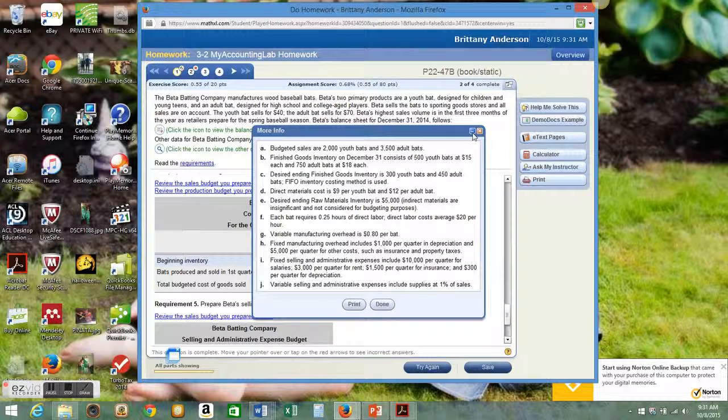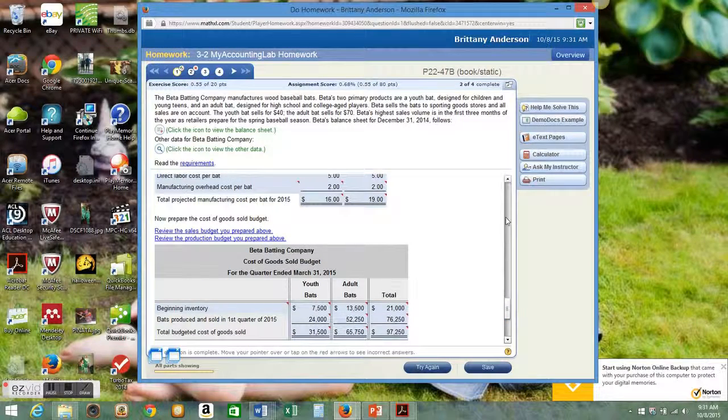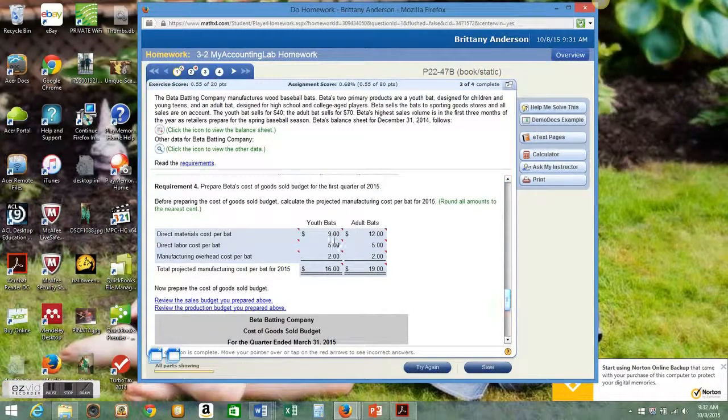So for my youth bats, I'm going to take that 2,000 from my sales budget and subtract the 500 bats that were in my beginning inventory. And then I'm going to take my 3,500 bats from my sales budget and subtract the 750 in the beginning inventory. So for example, for my youth bats, if I subtract the 2,000 and the 500, I get 1,500. So my bats produced and sold in first quarter are going to be those 1,500 bats, and I'm going to multiply it by my projected manufacturing cost of $16.